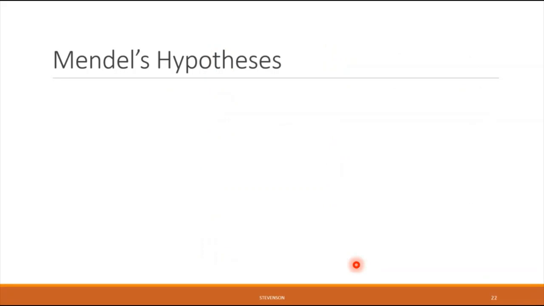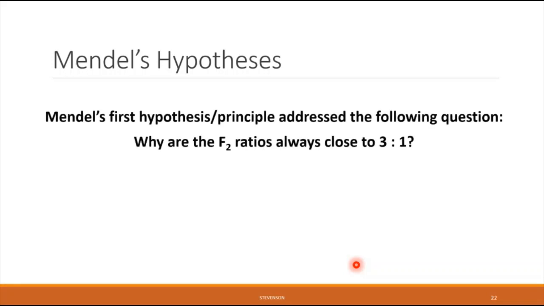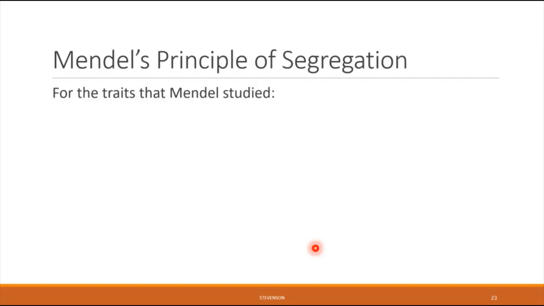So Mendel's first investigation and his first hypothesis that he came up with was dedicated to addressing the question of why are the F2 ratios always so close to 3:1? The hypothesis, which we now actually call a principle because it is so sound and well supported, is today described as Mendel's principle of segregation.